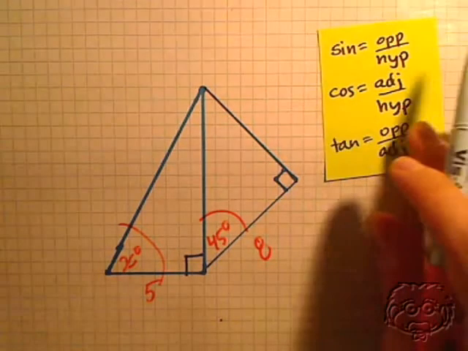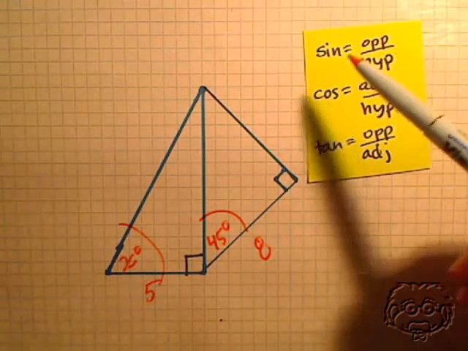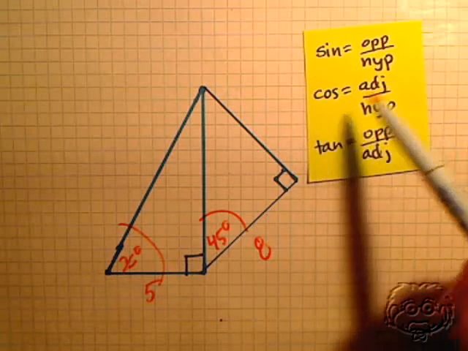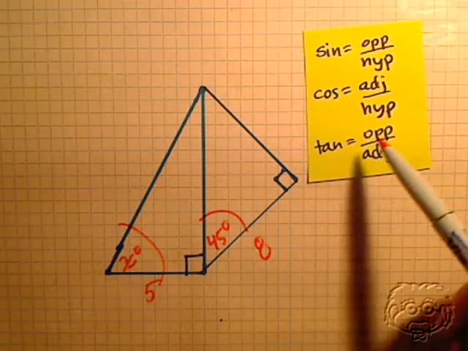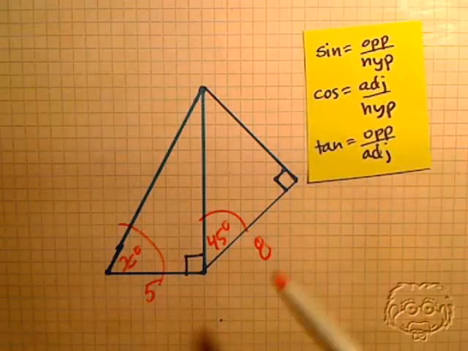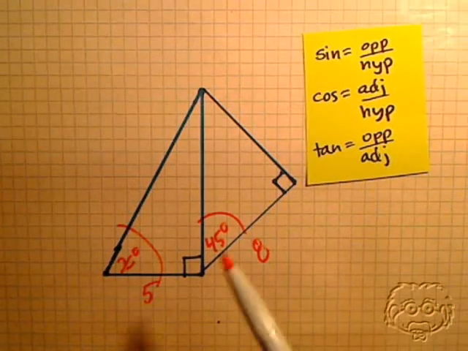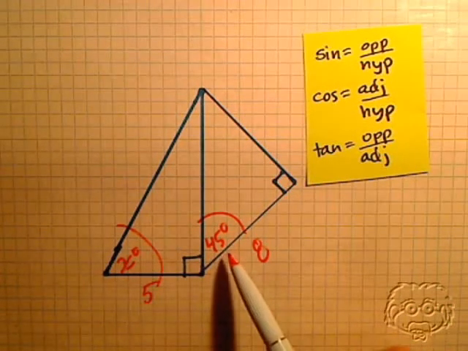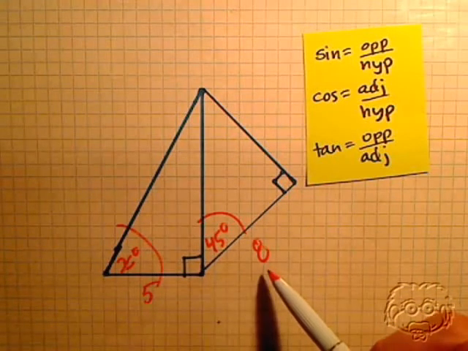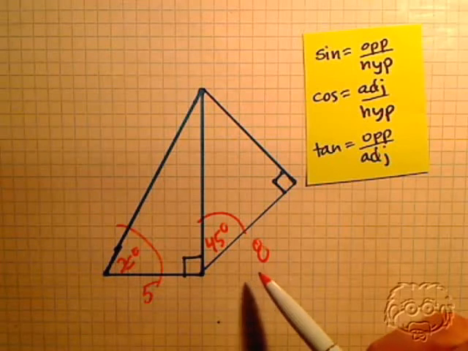Now, we also have here on this piece of paper the meaning of the basic trigonometric functions. Sine is opposite over hypotenuse, cosine is adjacent over hypotenuse, and tangent is opposite over adjacent. So we're always going to need to figure out the appropriate trigonometric function. We're going to start with the angle we know, 45 degrees. And the only other piece of this triangle we know is this length of 8.